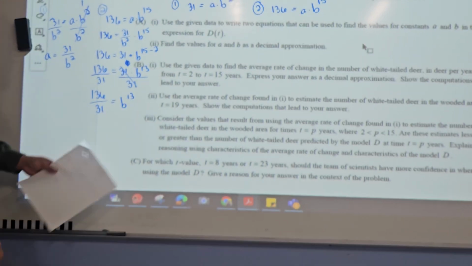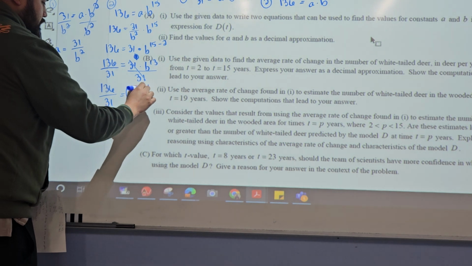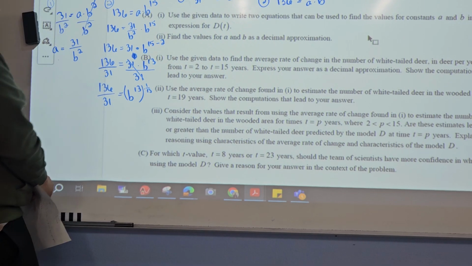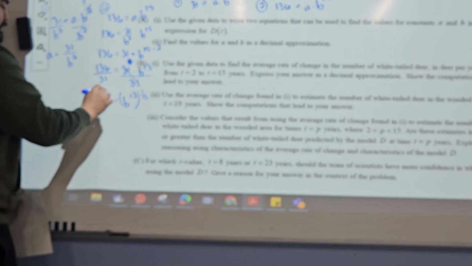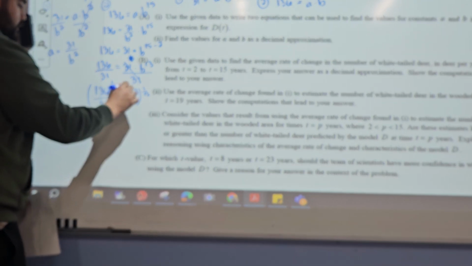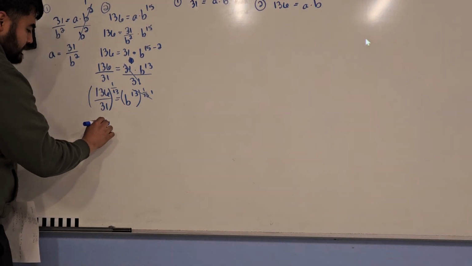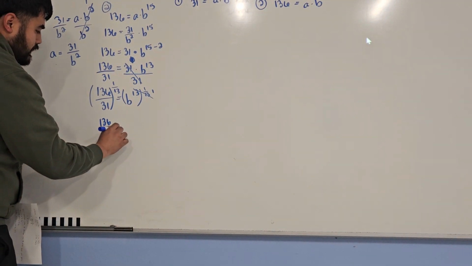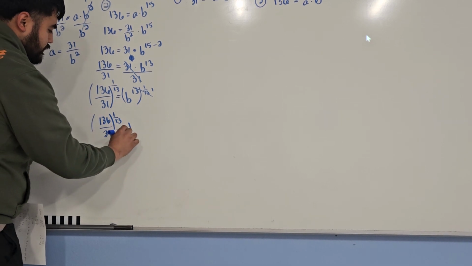How could I get rid of this power? Just multiply it by a fraction. So make that 13 be multiplied by 1 over 13, and you can do the same thing here, 1 over 13. So these just simplify to basically 1. So now I have 136 divided by 31 to the power of 1 over 13 right here equal to B.